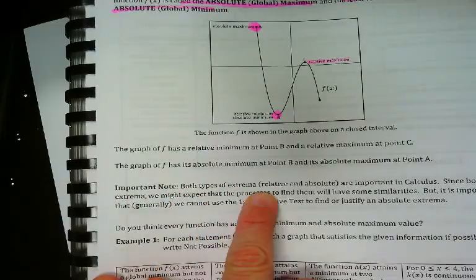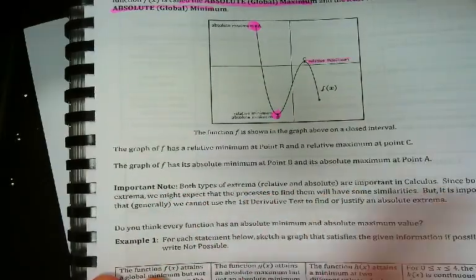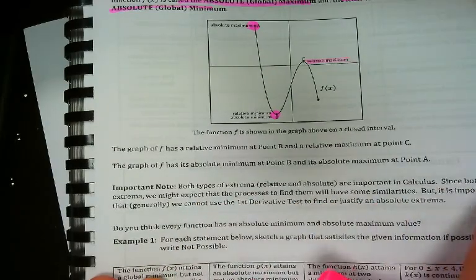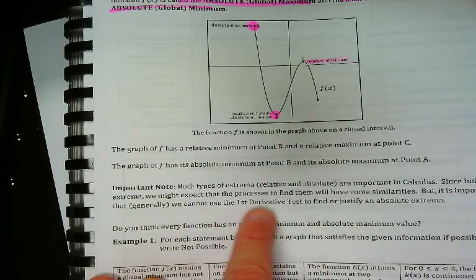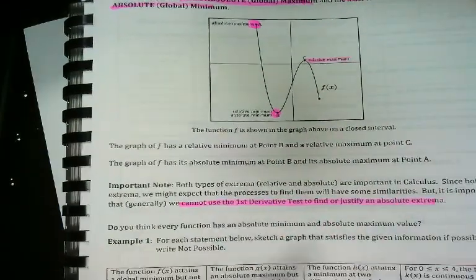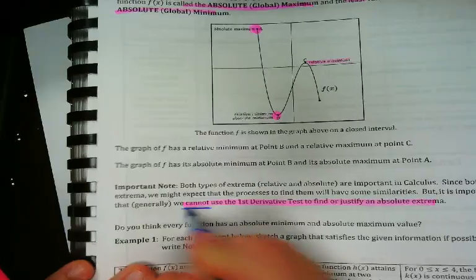Important note, both types of extrema are important in calculus. Since both are extrema, we might expect the process to find them to have some similarities. But it's important to note that generally we cannot use the first derivative test to find absolute extrema. Okay, so again, we're not using the first derivative test when we talk about absolute.